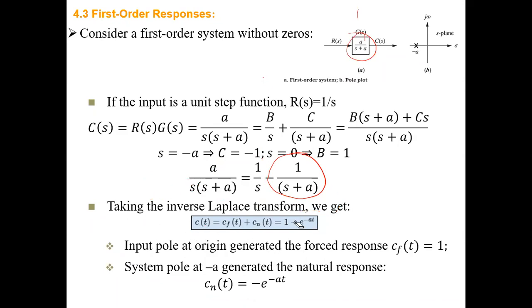Then you can call this guy is this guy, and this guy is this guy. Forced and natural, right? F means forced, N means natural. So your forced response is 1, and the natural response is this. So far, so good.